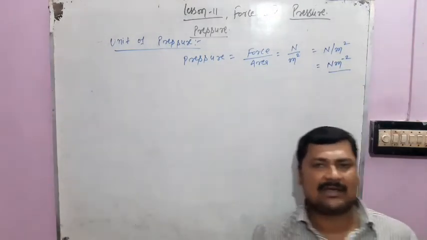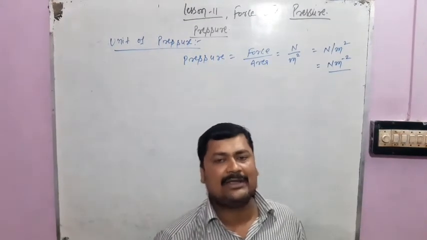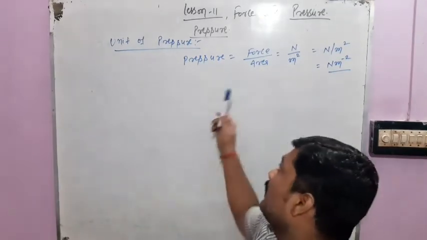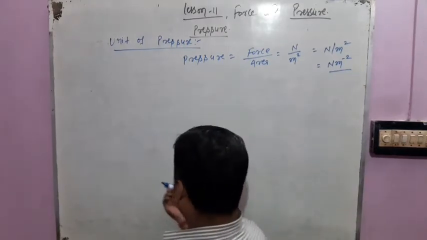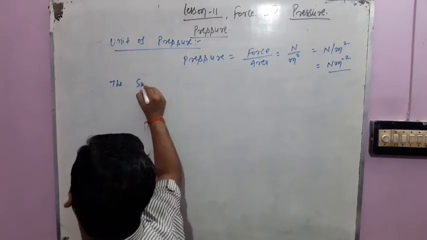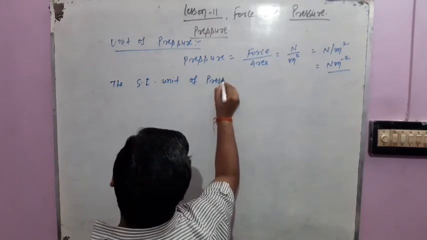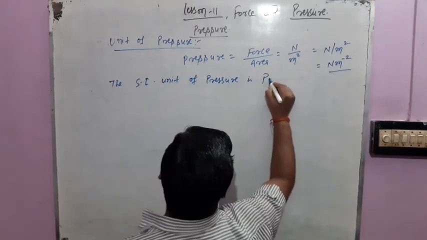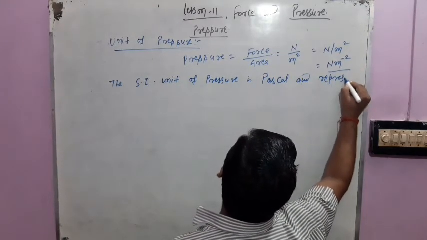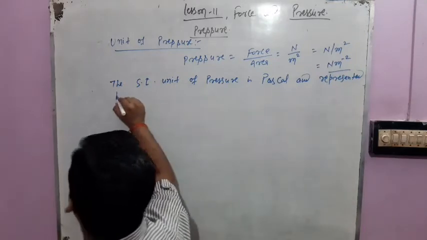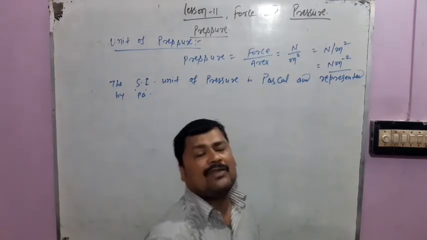Its SI unit is Pascal, because one of the great scientists of the world, Pascal, had told a lot about pressure. So in honor of that scientist, we considered the SI unit of this physical quantity as Pascal. So the SI unit of pressure is Pascal and it is represented by P.